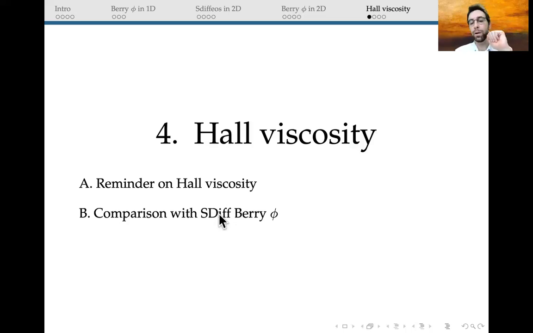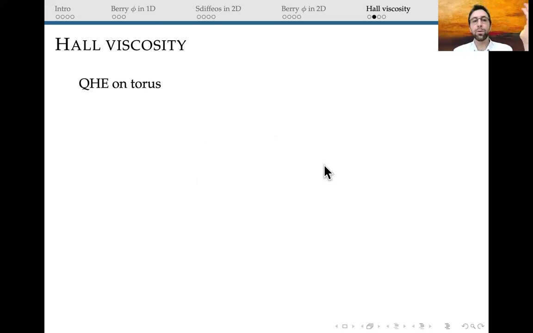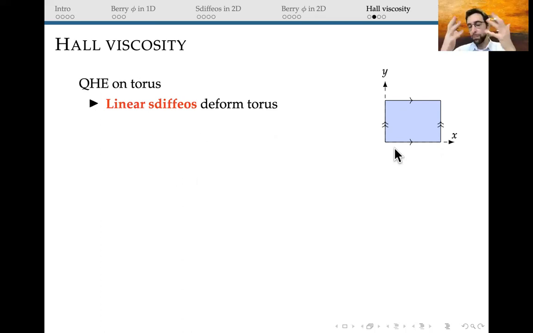So to introduce Hall viscosity in the way it is normally presented, you have to consider the quantum Hall effect on a torus. I want to think of the torus as a quotient of the plane, in other words a rectangle where you identify opposite sides. I'm going to put some electrons there, and then I'm going to linearly deform the torus, meaning that I map X and Y to some matrix acting on X and Y in such a way that I preserve the area of the torus. So for example, I would deform my torus into this new shape here. And as I do this, of course, my system is going to react to the deformation in a certain way.